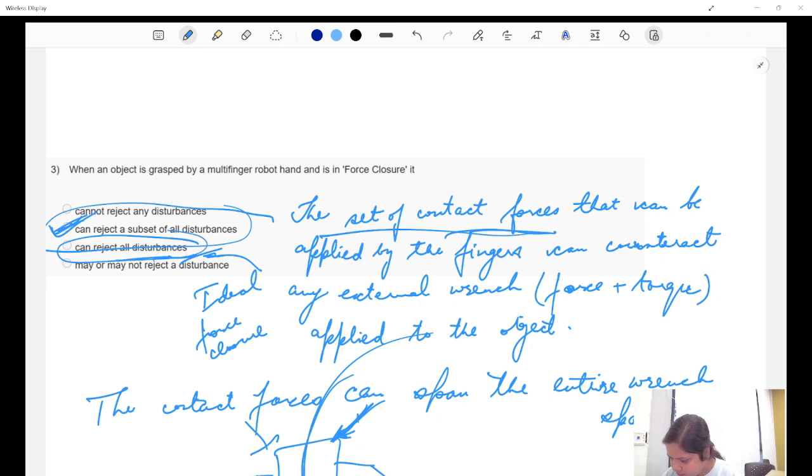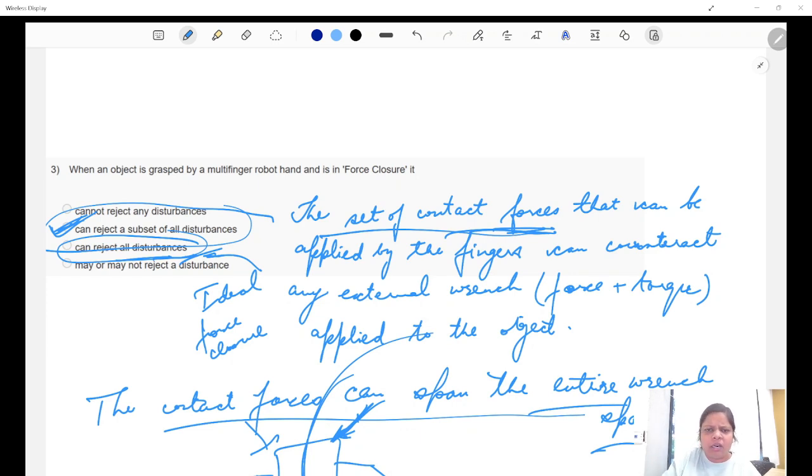Yeah. But okay, let me think on this. Just wait. Actually, what we say is contact force can span the entire wrench space, no? So it should be related to wrench only, but yeah, just give me a few minutes. I'll try to check the answer. Okay, ma'am. Okay, ma'am.